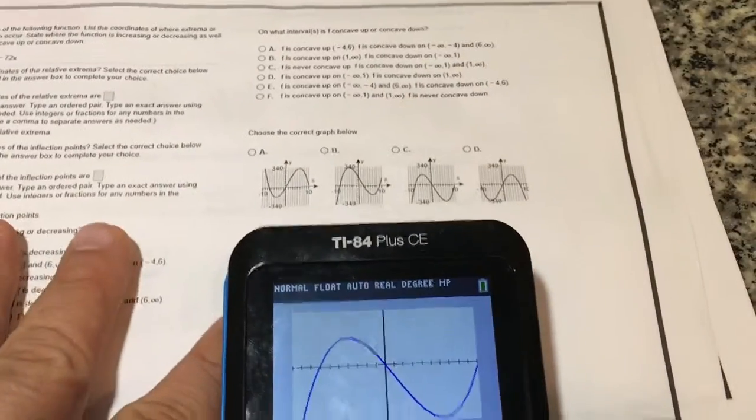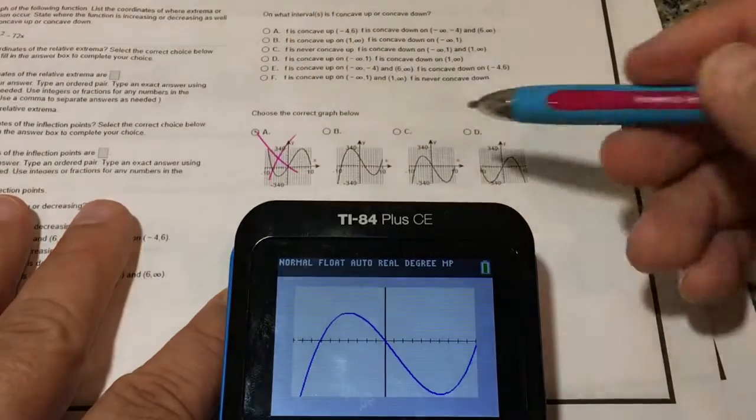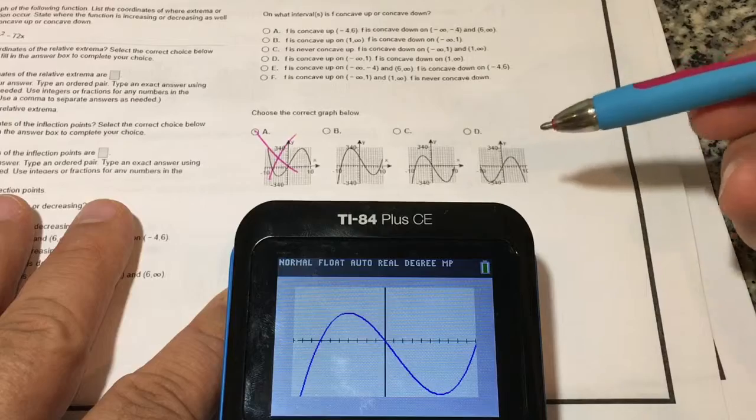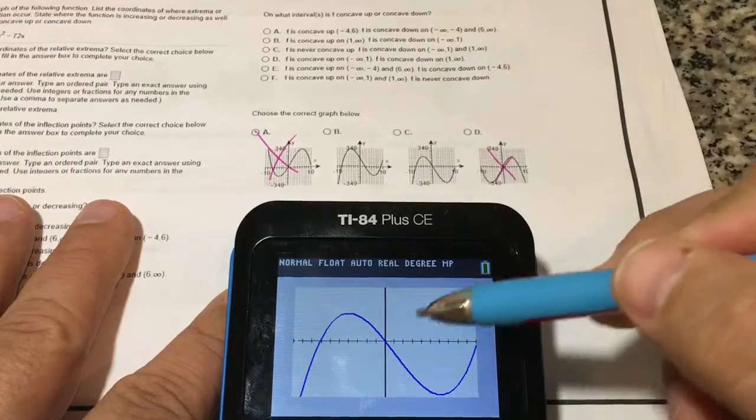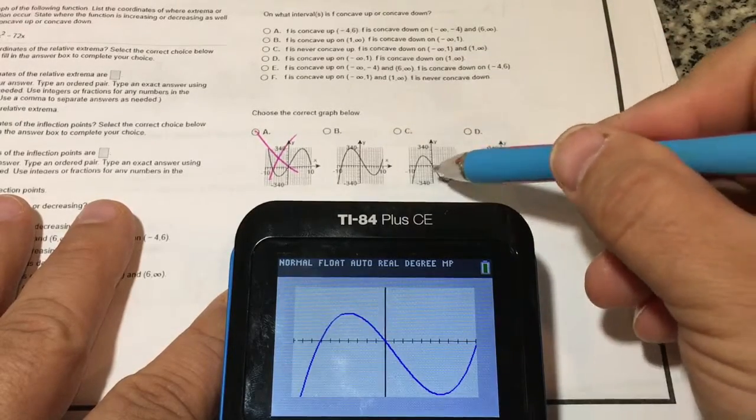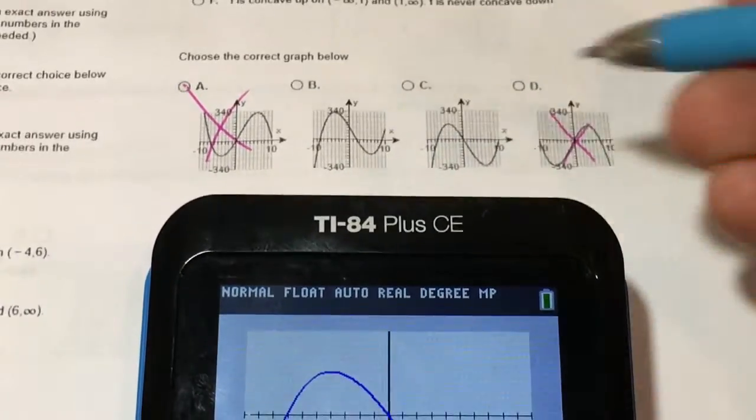Notice, it can't be choice A. The end behavior is wrong. It looks like it could be choice B. It could be choice C. It can't be choice D. Notice it seems to go from 0, 0, and this one seems to go from 0, 0. So yeah, it has to be choice C.